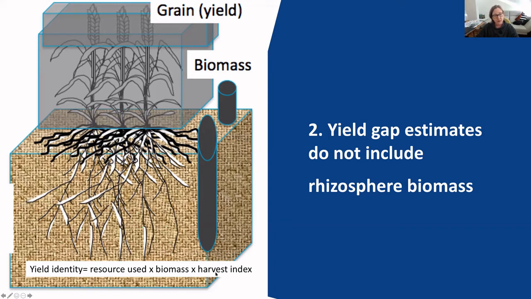Now, this yield identity has been around for a long time, first originally in the horticulture sciences. Then in the crop sciences, it was really brought in by Donald and Hamblin, and they don't actually specify whether biomass includes root biomass. The issue is, however, that today in yield gap analysis, root biomass measures are not included.